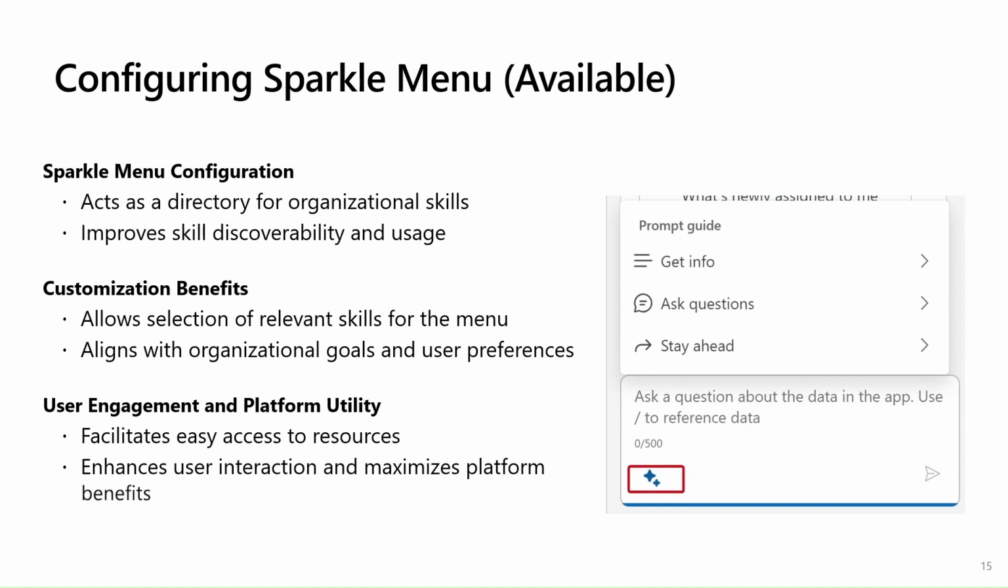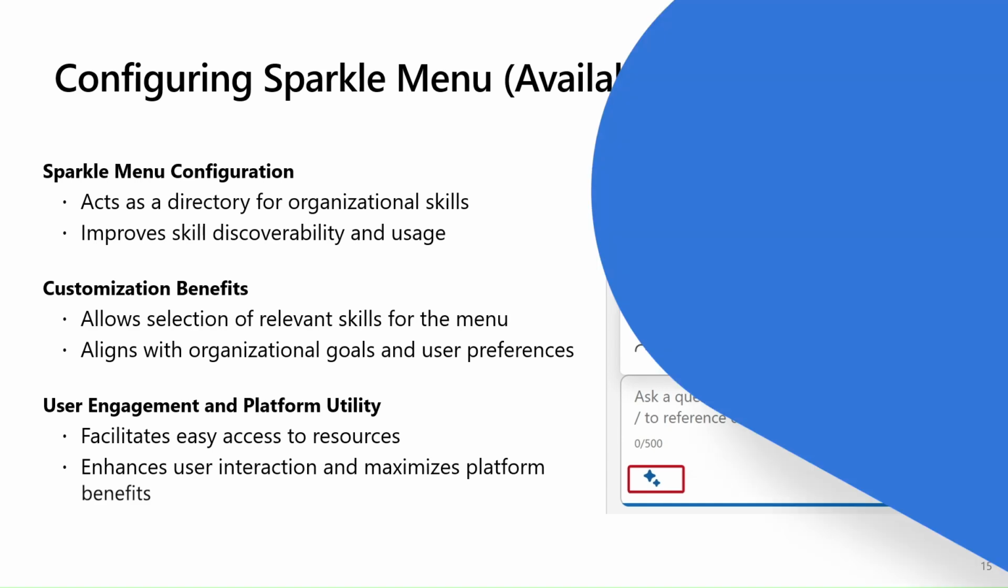Configuring Sparkle menu. This option is available right now. As shared earlier, the purpose of Sparkle menu is to organize different skills and prompts for easy access. So the user doesn't need to remember all the different skills and prompts by heart. It facilitates easy access to the resources, and it also contributes towards the user adoption.